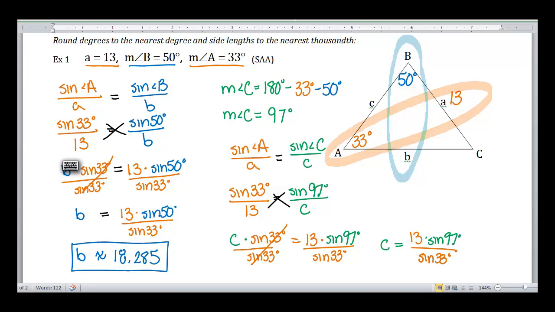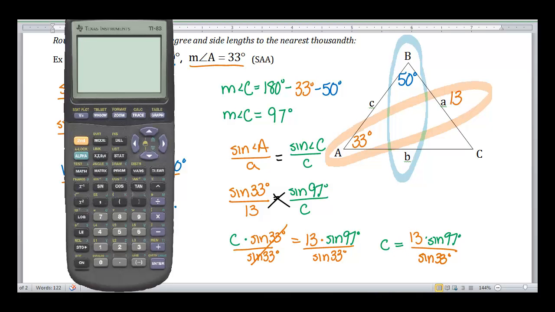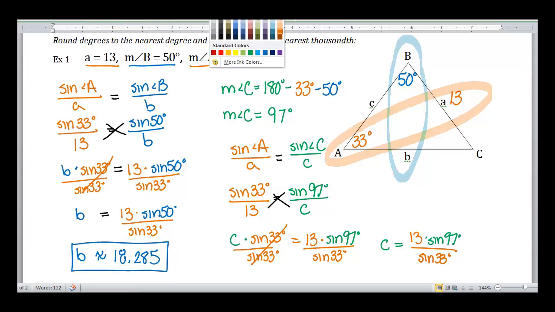If we again put that in our calculator, I'm going to do 13 times the sine of 97, enter, divided by sine 33, enter. And it looks like side C is going to be about 23.691 units.